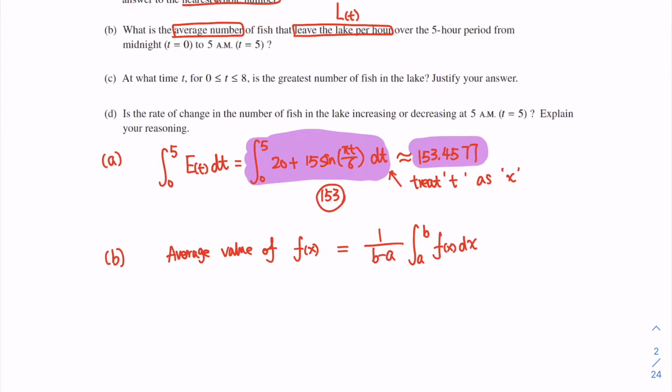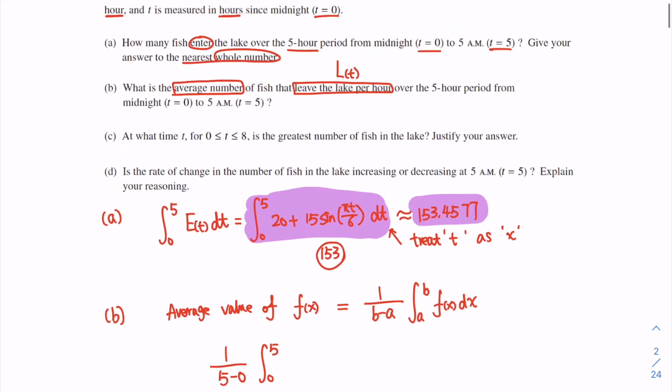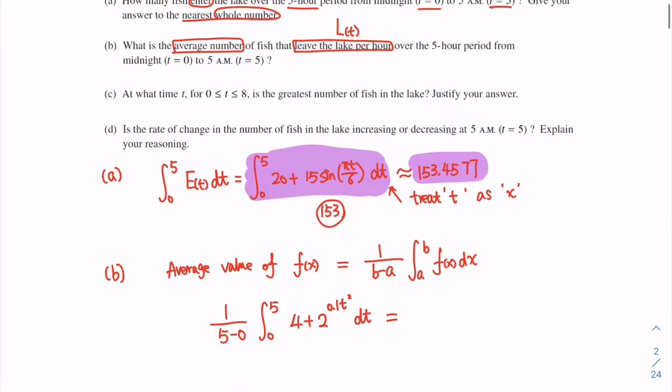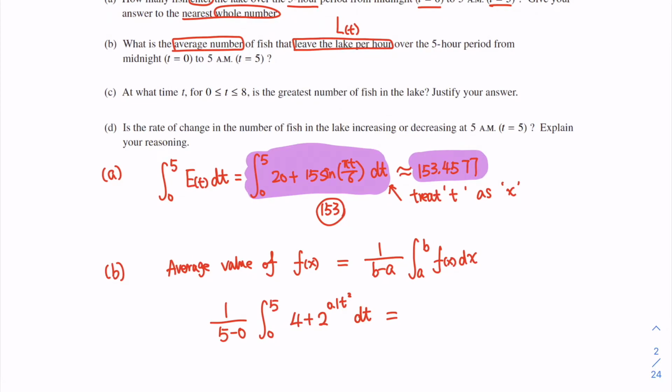For this problem, the average number of fish that leave the lake per hour will be given by 1 over 5 minus 0, integration from 0 to 5, where the rate is given by 4 plus 2 to the 0.1 t squared. Same thing, we plug this into our graphing calculator. Keep in mind, you can treat t as x, the same thing. And you will get 6.0590, approximately equal to this.